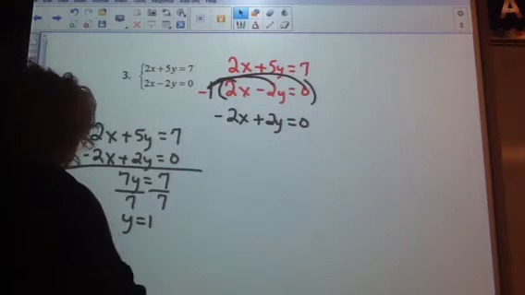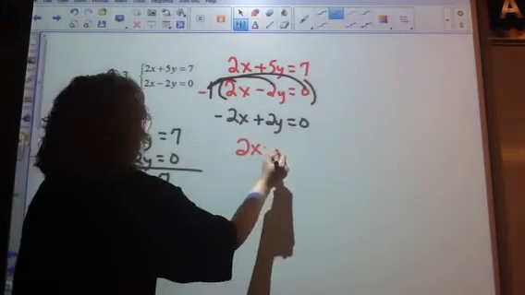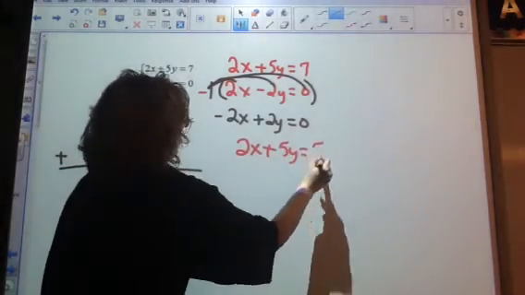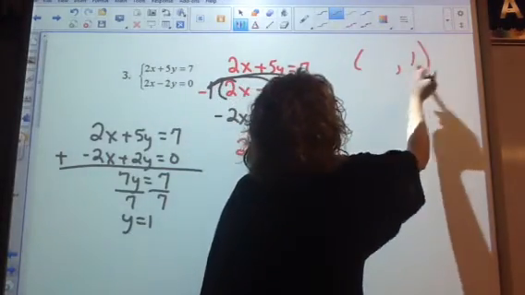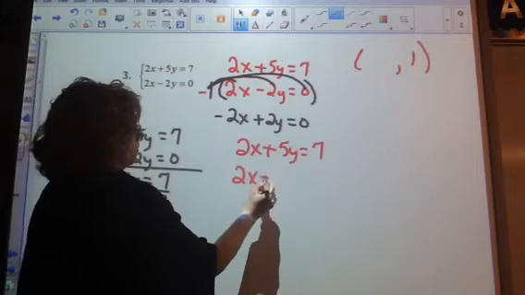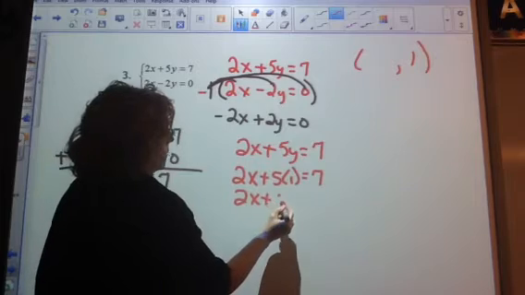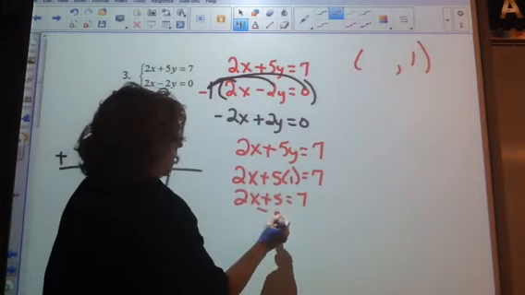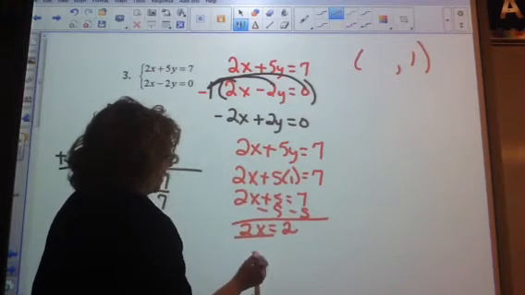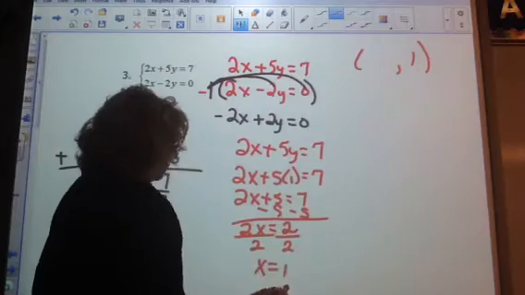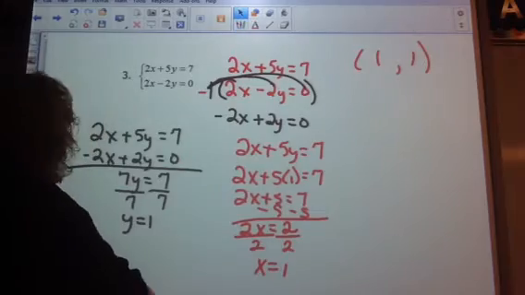Okay, now let's substitute in. Now I'm going to use the first equation here. I'm going to substitute in for my y. Go ahead and do my point. Okay, so I have 2x plus 5 equals 7. Subtract 5, because I'm trying to isolate that variable x, and divide by 2. Okay, so let's go over here and check it.